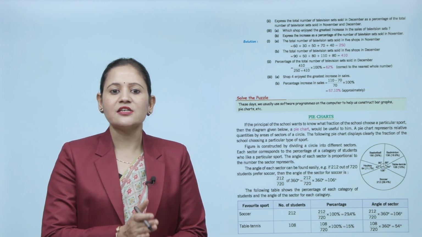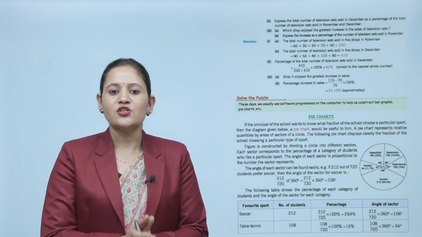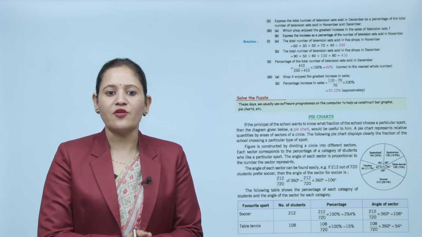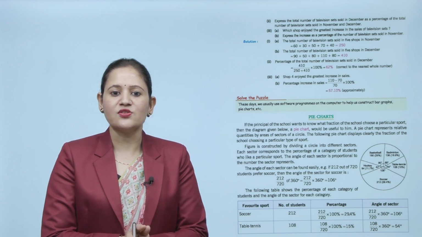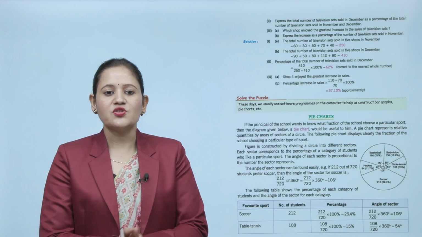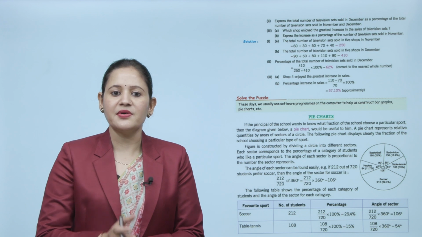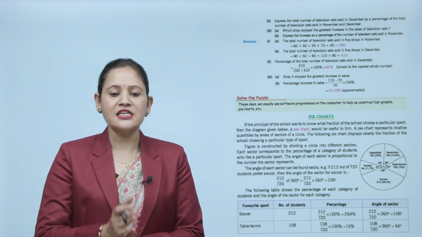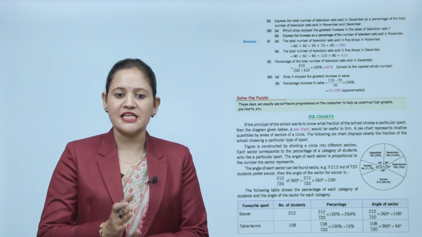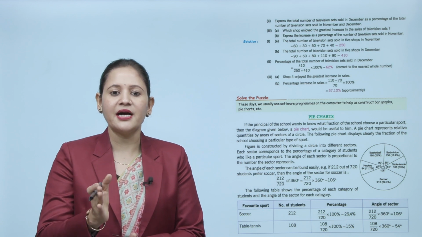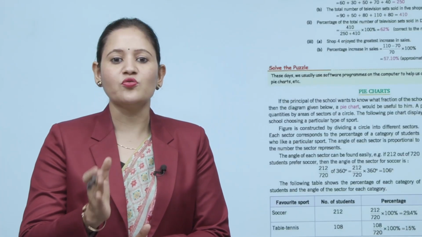Next, express the total number of television sets sold in December as a percentage of the total number of television sets sold in November and December. So what will the percentage be? Percentage of the total number of television sets sold in December equals 410 upon 250 plus 410, the November and December total, multiplied by 100%, that is 62%.